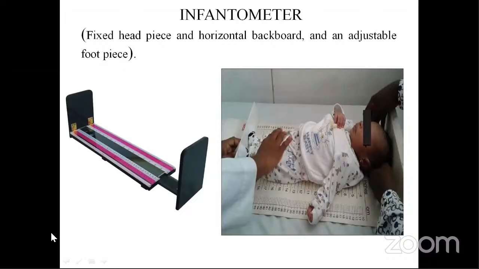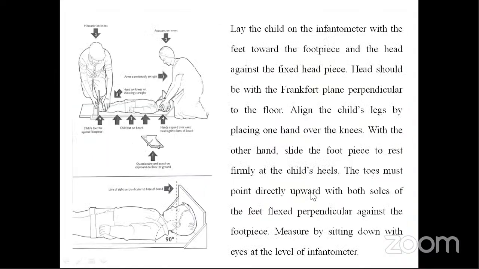This is called an infantometer. This is the instrument we use for measuring the length of a child. There is a fixed head piece, a horizontal board, and an adjustable foot piece. Usually 2 persons are needed to check the length using an infantometer. One should hold the child, and the other should press the knee to make it straight and fix the foot piece. This is how you measure the length of the child using an infantometer.